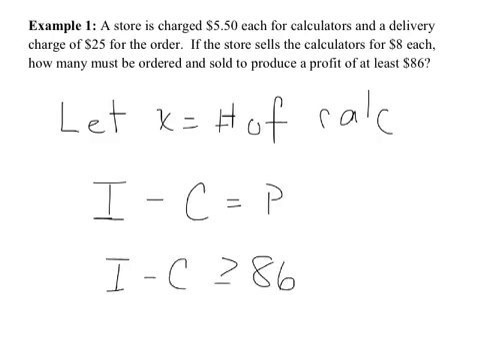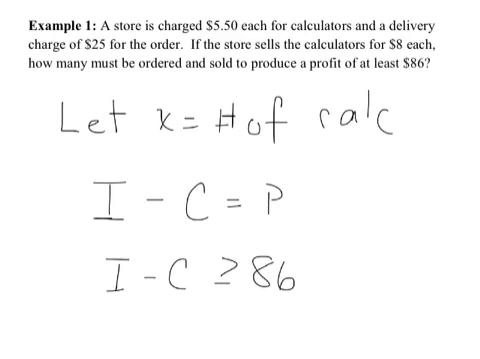See how I changed the symbol suddenly from equals to greater than or equal to? Because of this problem. Sure, profit's definition is income minus your cost, but I want the income minus the cost to be greater than or equal to 86. So that's how this becomes an inequality word problem.